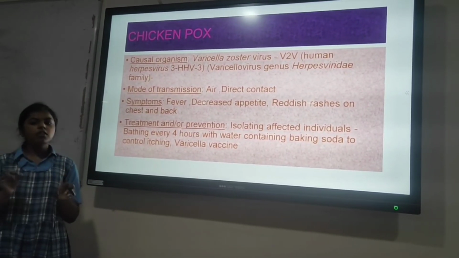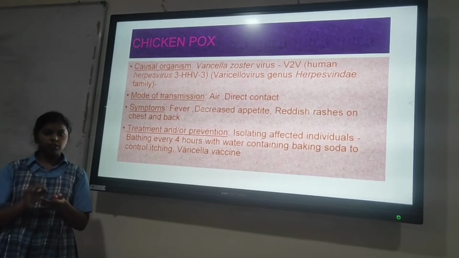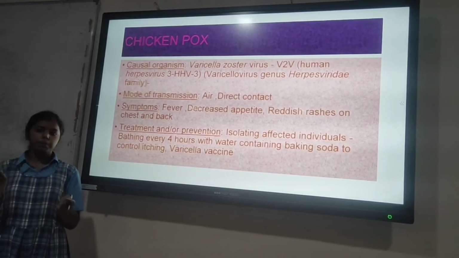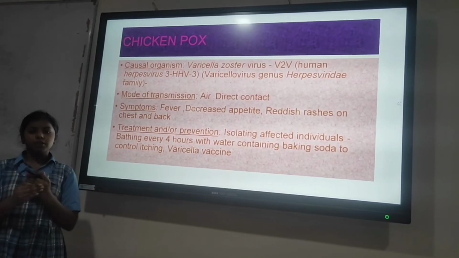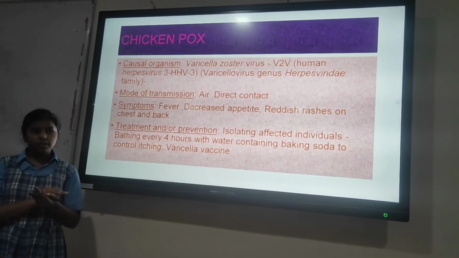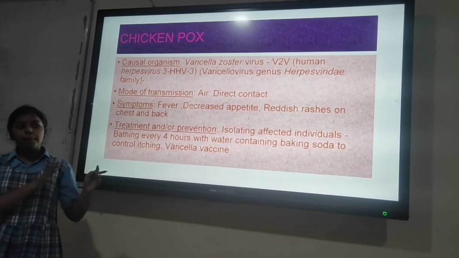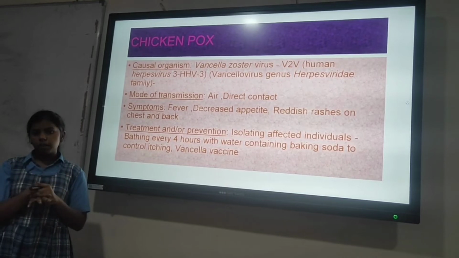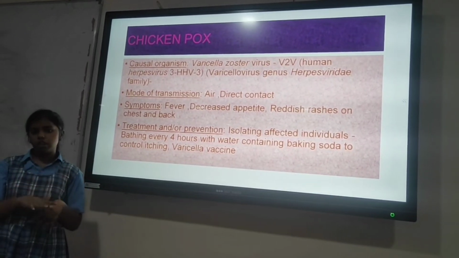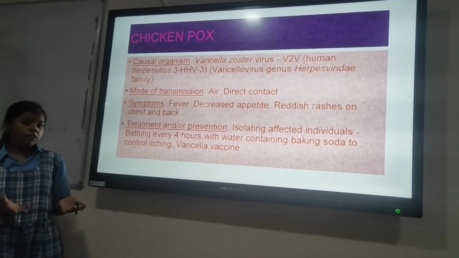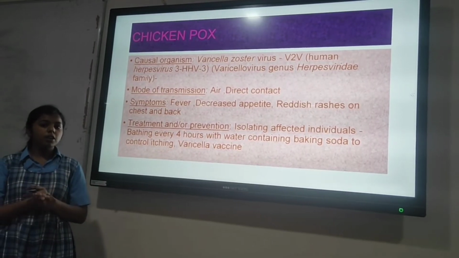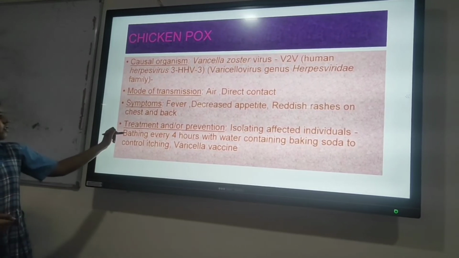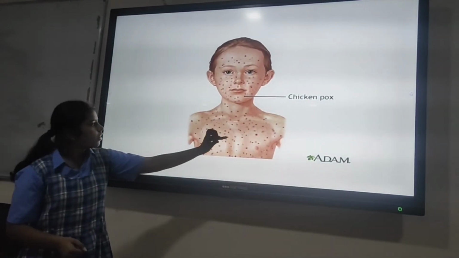Well, the first thing to do when you have a person infected by chickenpox is to isolate the person from other people. This can reduce the spread of the disease. The next thing to do is a bath every 4 hours with water containing baking soda. This can really soothe the itching. Then there is also a vaccine, the varicella vaccine, which can be used to prevent chickenpox.